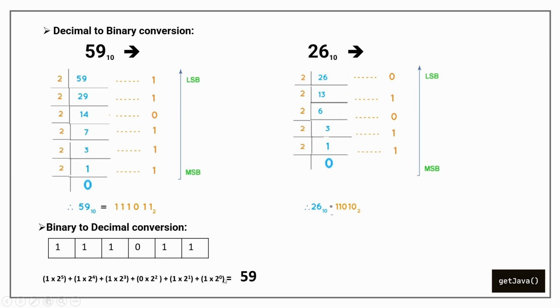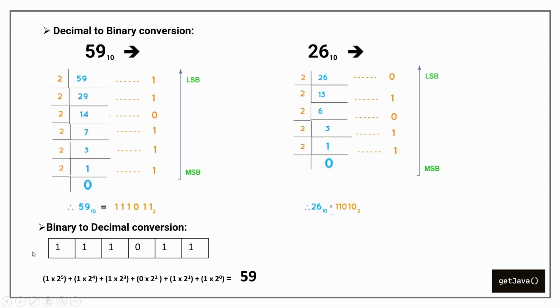So 2 raised to 0 plus take the second number 1 into 2 raised to 1 because it is at the first position. Similarly, we have to repeat it for all the remaining bits. 0 multiplied by 2 raised to 2, plus 1 multiplied by 2 raised to 3 plus 1 multiplied by 2 raised to 4 plus 1 multiplied by 2 raised to 5. So if we add all these numbers, we will get 59, which is the decimal representation of this binary. So I hope it is clear.